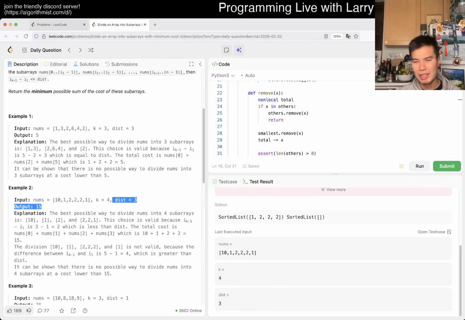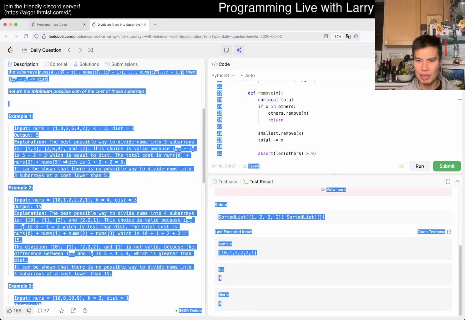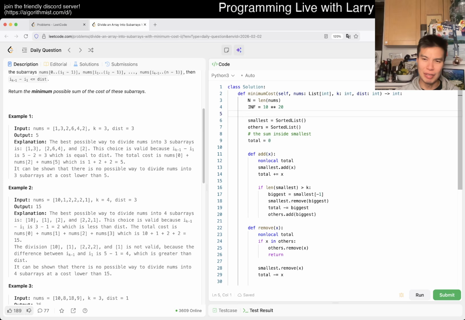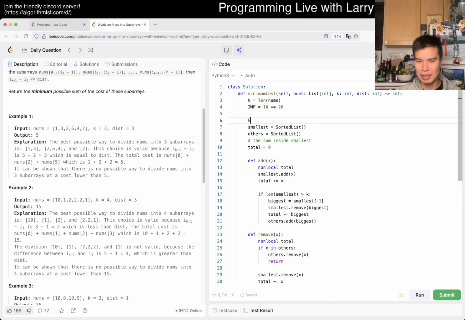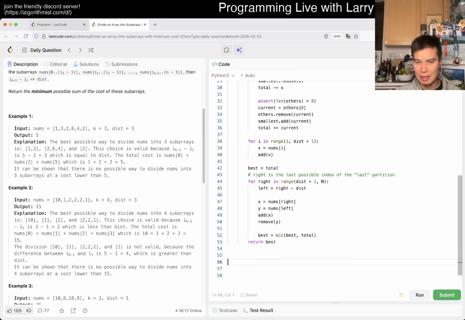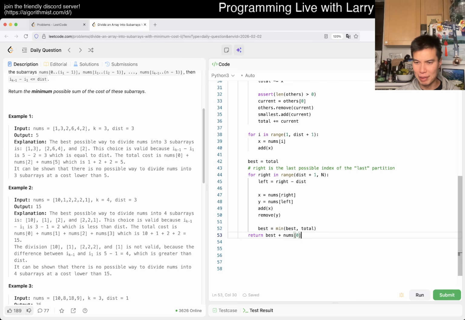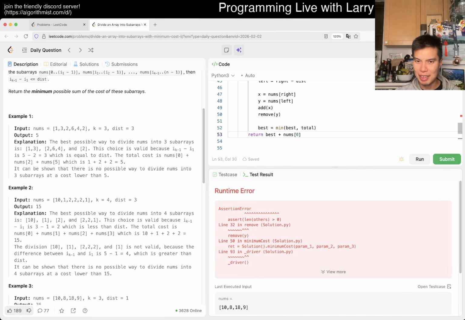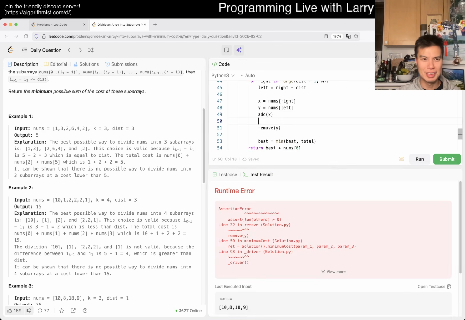Oh. Also, I forgot that k includes the first one. Yeah, I forgot that k includes the first index, so we have to subtract from 1, and then maybe best plus num sub 0, right? Okay. I mean, we would have caught it another way, but that's very hard to not do. Would I code against smallest than others?